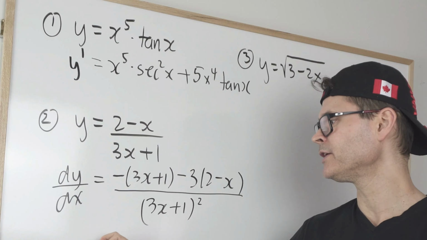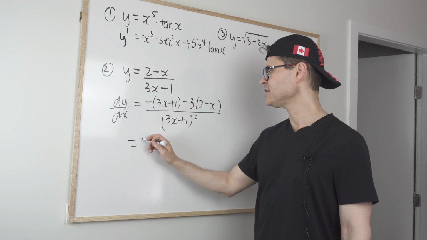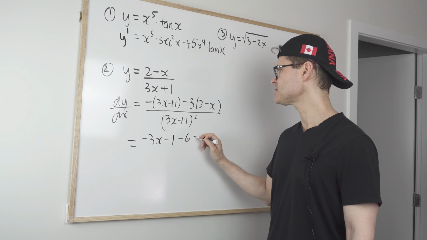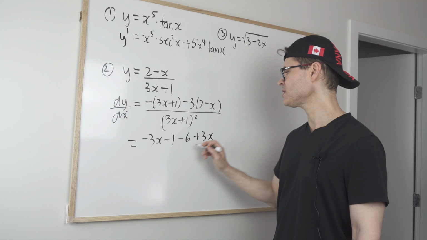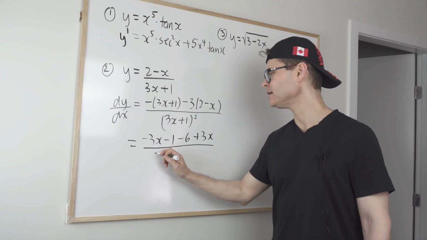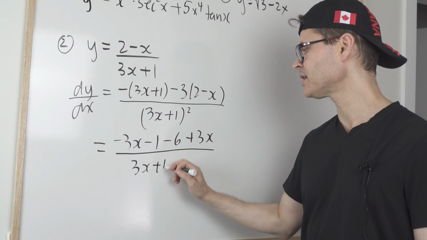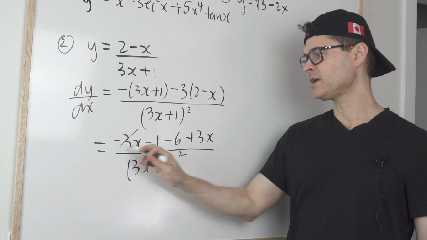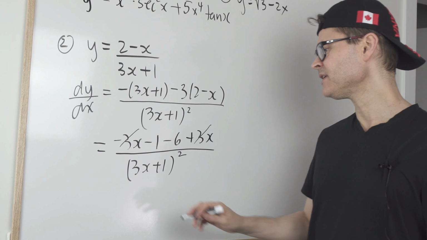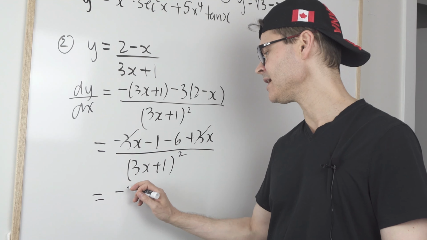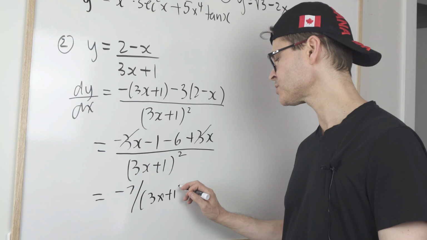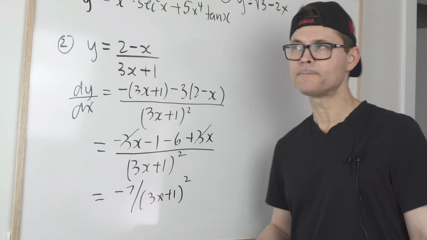Clean up your numerator, don't leave it like that. So that's going to give you negative 3x minus 1 minus 6 plus 3x all divided by (3x plus 1) squared. Notice that the 3x's cancel, leaving a -7. So that's going to be -7 over, in brackets, (3x plus 1) all squared.